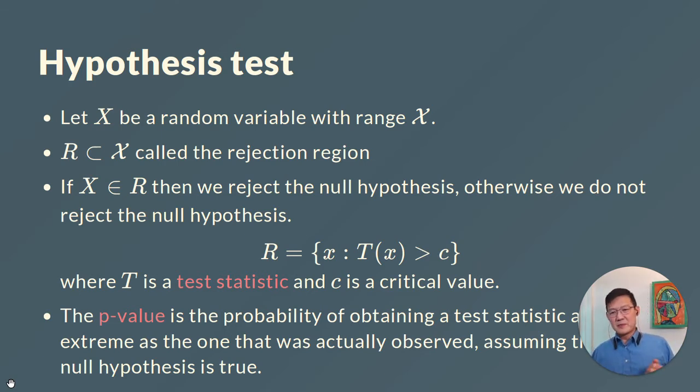So the p-value of this hypothesis test is the probability of obtaining a test statistic as extreme as the one that was actually observed, assuming that the null hypothesis is true. This is critical, so let me say it the other way around. Given that the null hypothesis is true, so given that the SNP is not associated with the disease, the SNP is independent of the disease, that's the null hypothesis, then what is the probability that you observe the number that you see?